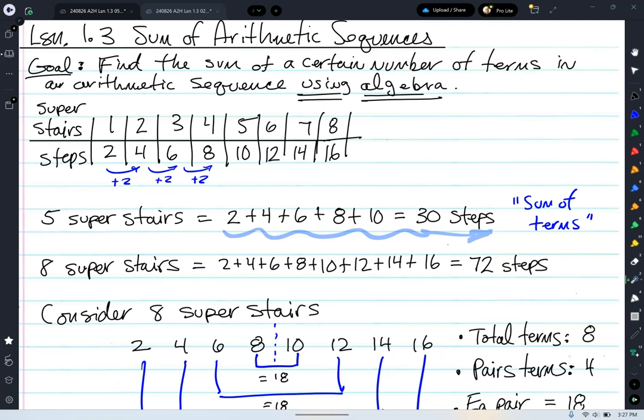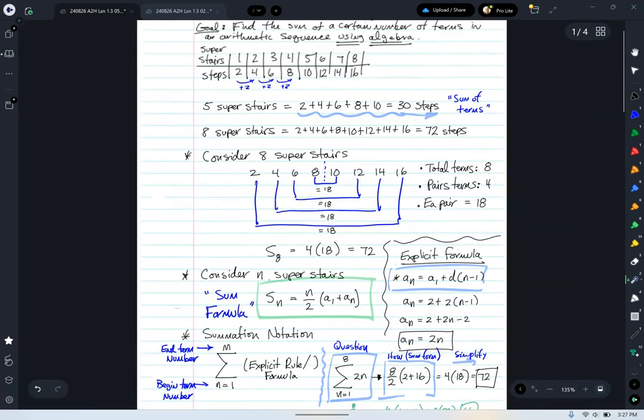That's kind of handy, huh? If we got to find sums of notations of arithmetic sequences, that does a lot for us.